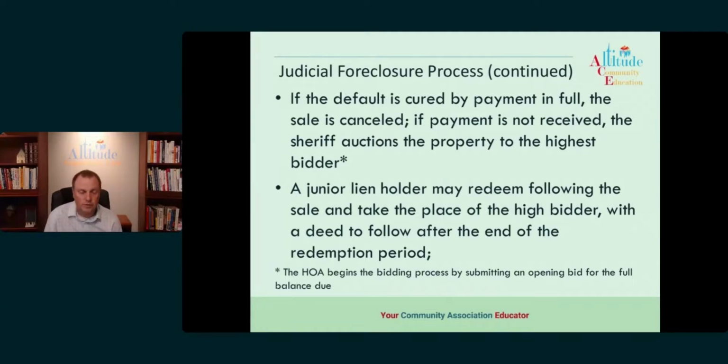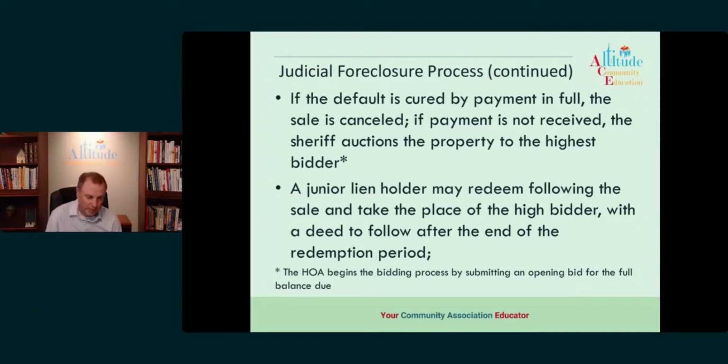So the first bid at the foreclosure sale is going to be the HOA's bid, and that HOA bid is going to be the amount of money that is owed to the association. Again, including everything that's owed. That's including the attorney's fees, the late fees, the interest, fines, obviously assessments, since we have to have assessments to be able to move forward. So that bid is what the association is owed.